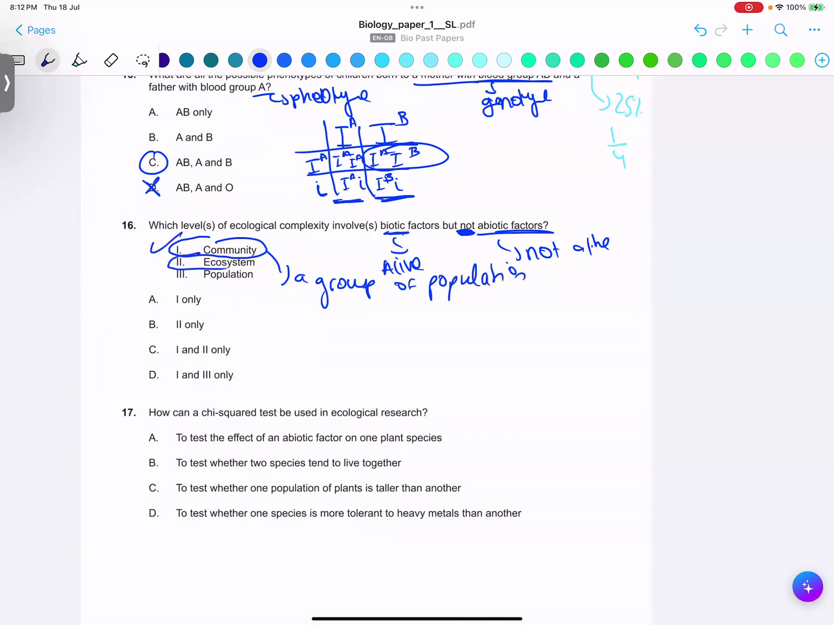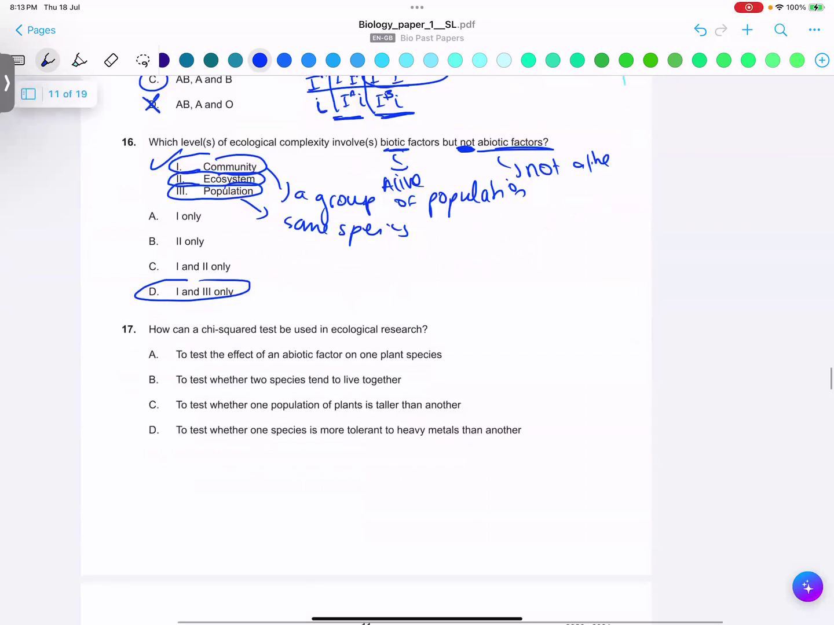Ecosystem, definitely not. This involves many, many abiotic factors. And 3, population. Population is just the same species, basically. Same species. So this is, in fact, D. Our answer here is D. Okay.